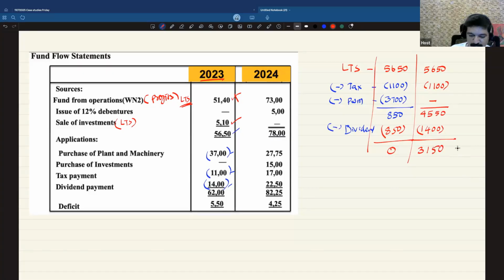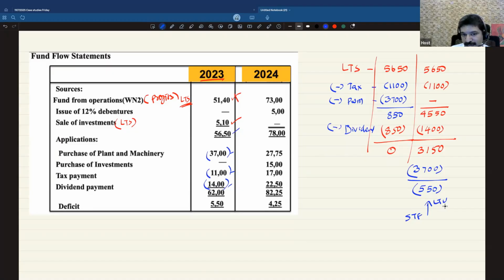So when they had 3,150, what they did, they went and purchased plant and machinery of 3,700. So here also they landed in a deficit of 550. And how did they manage the deficit? They took these short-term funds and used them for long-term use. So now tell me whether this approach is correct. Yes or no? This approach is also wrong.